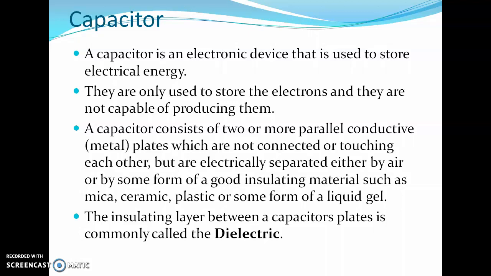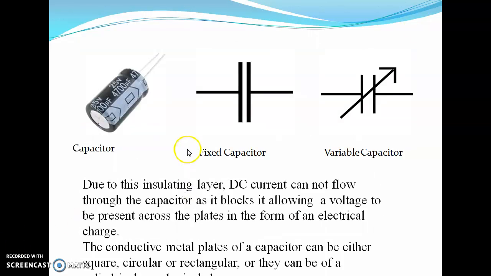So this insulating layer between the capacitor plates is known as dielectric. So we will be having two metal plates, one will act as anode and the other will act as cathode, and in between we will be having dielectric material in case of capacitor. So here you can see this is the capacitor. You can see two terminals are there.